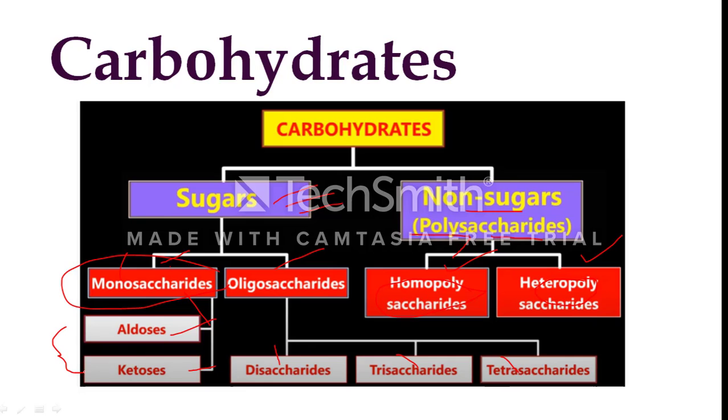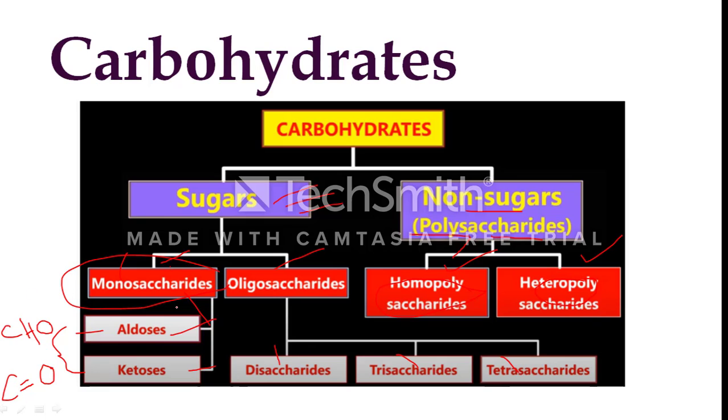They are further classified based on the nature of the carbonyl group. If the monosaccharide has a polyhydroxy aldehyde, that is CHO, as the functional group, such monosaccharides are termed aldoses. Whereas the monosaccharide which has a polyhydroxy ketone as the functional group, where the carbonyl group is a ketone, is called a ketose.